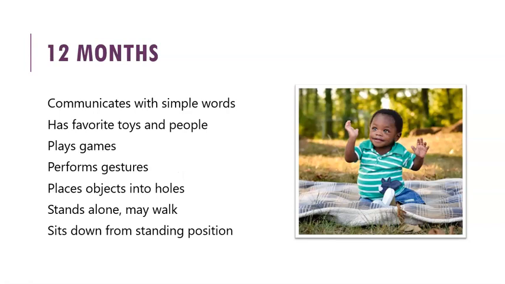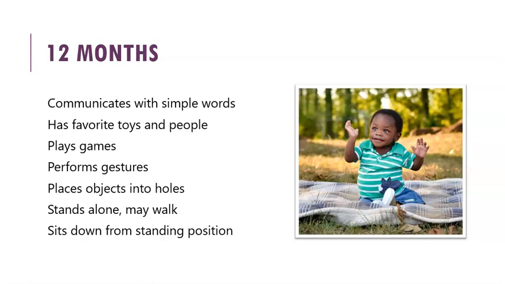12-month-olds or 1-year-olds, these children should be able to communicate with simple words. They will usually know like 1 to 3 words, things like mama, dada, bye-bye. They will also have favorite toys and favorite people, usually the parents. They will be able to play simple games like peekaboo or patty cake. They can perform gestures. So what I mean by that is they can wave, clap their hands, shake their head yes or no.